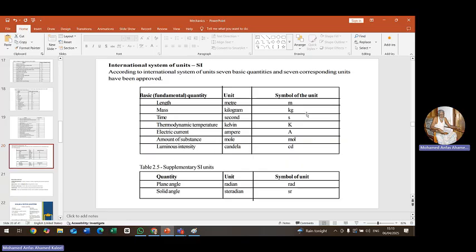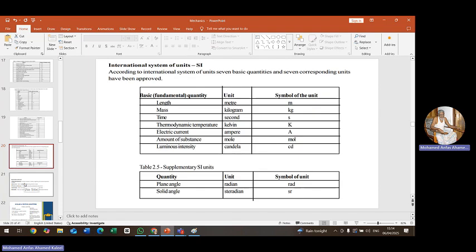The symbols of the units are: meter is m, kilogram is kg, second is s, Kelvin is capital K, ampere is capital A, mole is mol, candela is cd. There are also two supplementary SI units, plane angle and solid angle. The unit of plane angle is the radian, symbol rad. The unit of solid angle is the steradian, symbol sr.